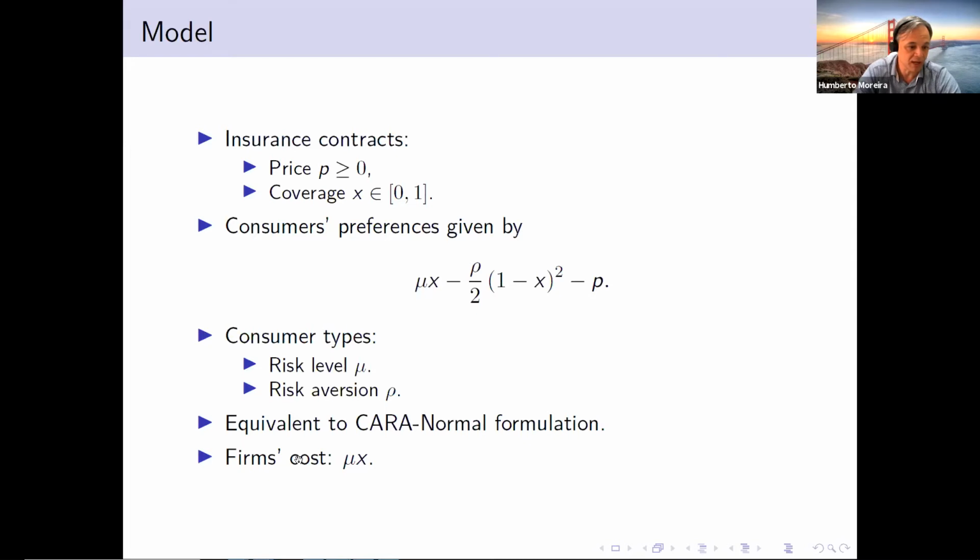On the firm side, there is a cost, which is the amount of insurance times the risk level of the person that is buying this amount of insurance, right? I'm not considering administrative cost or any other kind of cost. It's a very simple, standard, linear cost, right? Any question about the model so far?